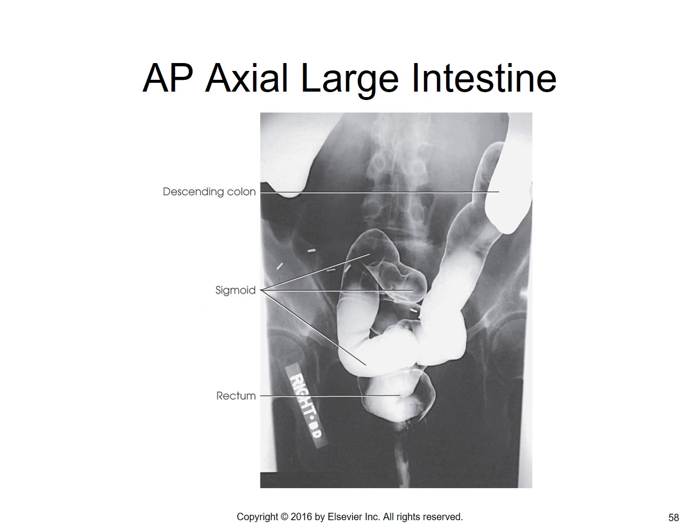Here is an AP axial of the large intestine. Once again, that is stretching out. You can see it's identified the sigmoid colon there and how it stretches it out so you don't have that redundancy, you don't have that superimposition.